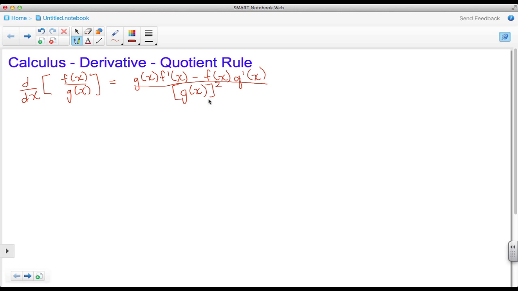And again, this looks complicated, but when trying to do more sophisticated derivatives, it's much easier to use this quotient rule than it is to go back and use the difference quotient. So let's take a look at an example.